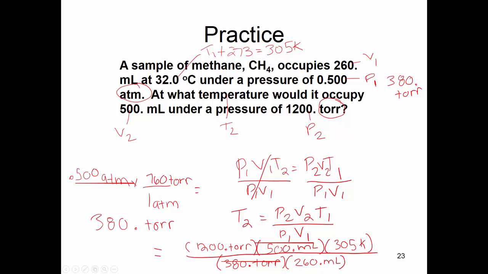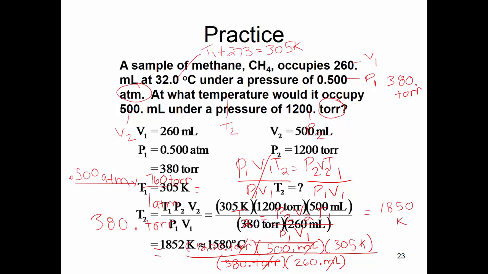So when you do the math, multiply 1200 by 500 times 305 divided by 380 times 260. Okay, and you should get torr cancels, milliliters cancel. You're left with Kelvin, and that's what we're looking for, T2. And so your answer should be, we're to 3 sig figs here. Okay, so we get about 1,850 kelvins. I know it may be hard to see for you here. So technically, for sig fig reasons, we get about 1850.